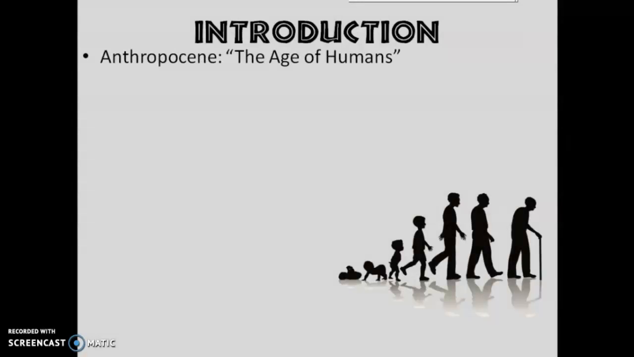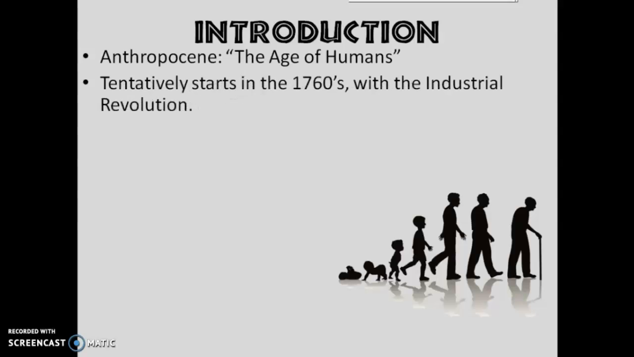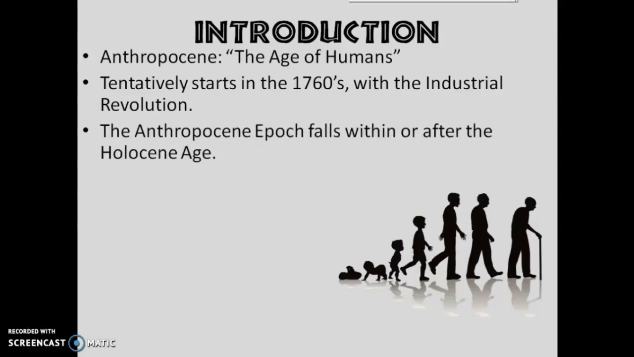Alright, so, introduction, you saw in the Powtoon video right before this. The Anthropocene translates directly into the age of humans. It is a time span from the 1760s, which is right about the Industrial Revolution, to the present day. That's our main focus, although they do look at the beginning of the human species as well.